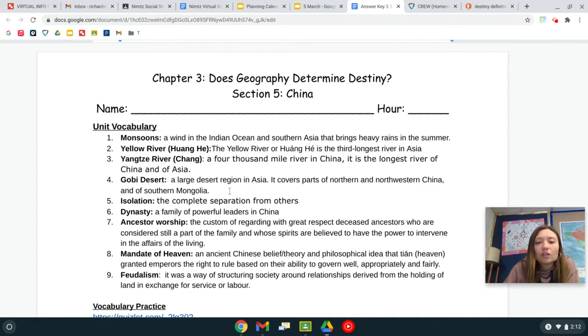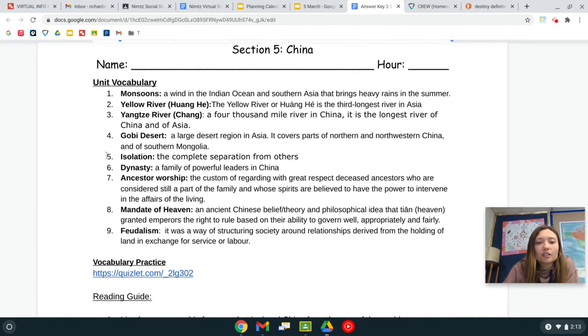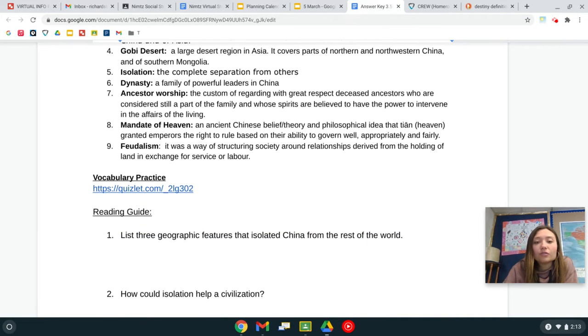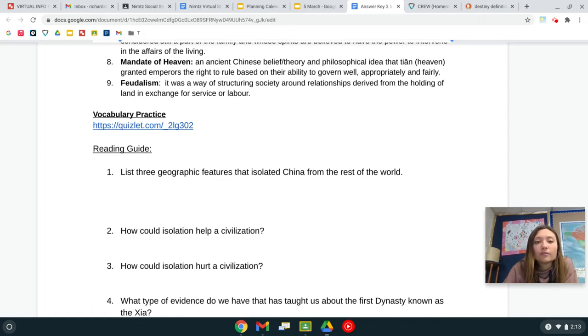Gobi Desert. It's a large desert region in Asia. Talked about what it means to be isolated, so complete separation. We have the dynasty. It's another name for like the ruling family. It's powerful leaders in China. Ancestor worship, we'll talk about that in our reading guide. Mandate of Heaven and feudalism, we'll talk about those as well. You have your Quizlet link right here that you always can be using to practice your terms.